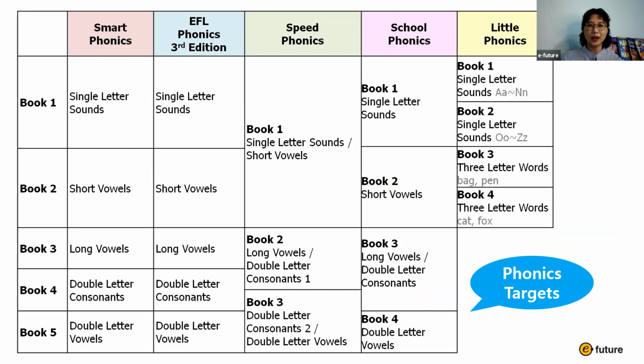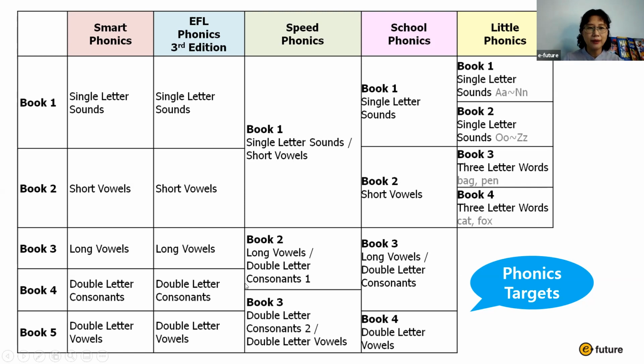And let's look at the phonics targets. Okay, so here we are. We have Smart Phonics and EFL Phonics from book 1 to book 5. So these are the phonics targets covered in these 2 series. Okay, if you look at Speed Phonics, we combined book 1 and book 2. Right? Because remember, Speed Phonics only has 3 books. You want to speed up the process, right? That's why we combined book 1 and book 2. Right? So book 1. And we divide book 4, like level 4.